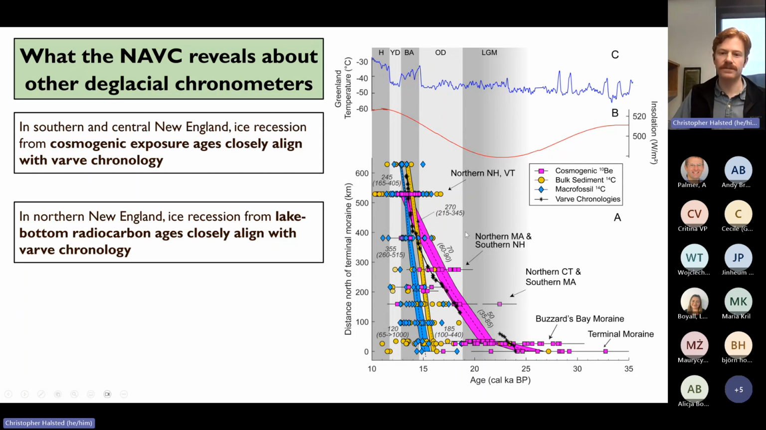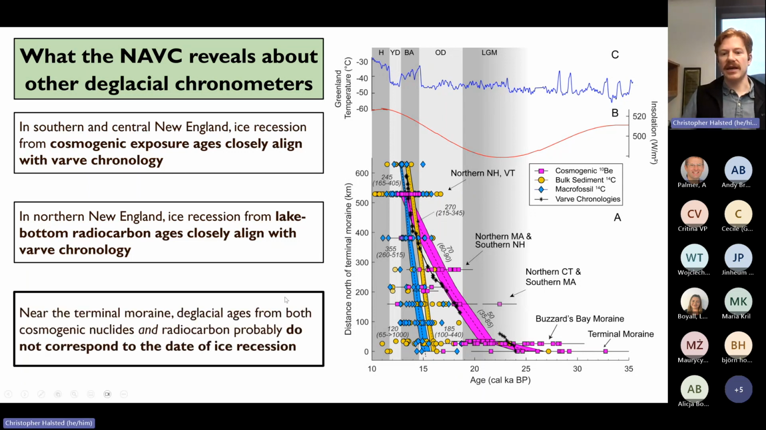up north. We spent a long time in conversation, our whole team, including Jack Ridge and Paul Bierman and others from around the northeastern US, trying to figure out what was causing this disparity. And we think we have an answer, or at least a hypothesis. Our hypothesis is that in the southernmost area of our study site, it's actually neither cosmogenic or radiocarbon ages that are accurately capturing the date of ice recession.